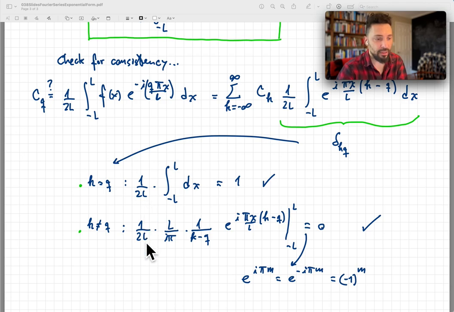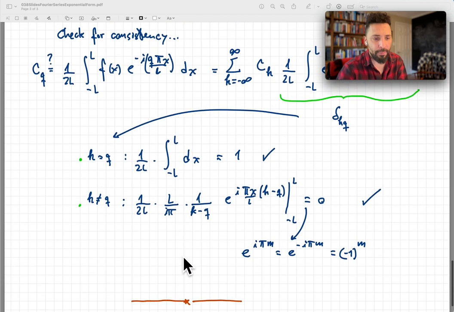It's 1 over 2L, that's just along for the ride, times L over i pi, and then 1 over k minus q. So we have this prefactor just from doing the integral, and then we have e to the i pi x over L times k minus q, evaluated at x between L and minus L. So we have to take this function and evaluate it between x equal to L and x equal to minus L. But look what happens in that case.